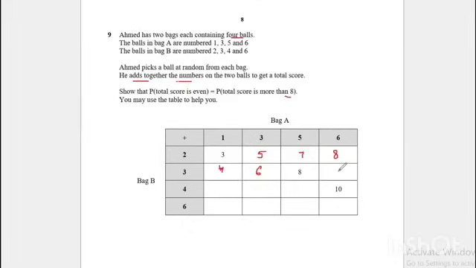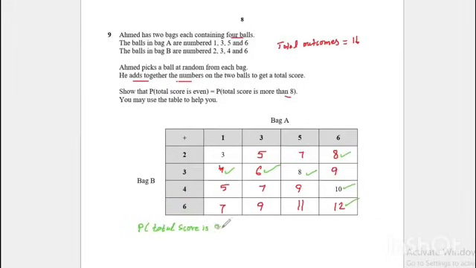6 and then 9, 5, 11, and then 6 plus 6 is 12. If you check carefully, the total outcomes are equal to 16. And if we check the probability of even scores: 4, 6, 8, then 10 and 12, that means 1, 2, 3, 4, 5, 6. So the probability that the total score is even is equal to 6 over 16.